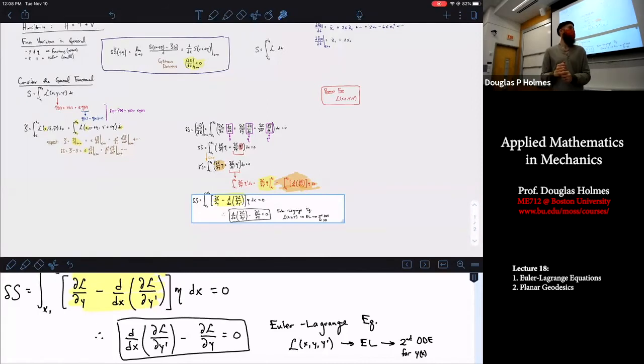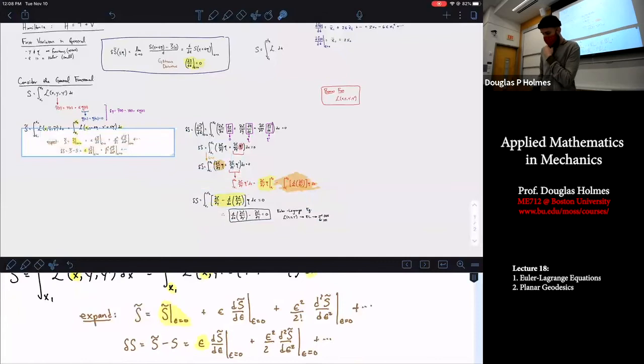I've got a quick question. Yeah. So going back to the step where you wrote out expand, and you got up to delta s equals s tilde minus s. I get up to that, but then can you go over again how you got from that to the next step with the integral? Sure. Yeah, great question.